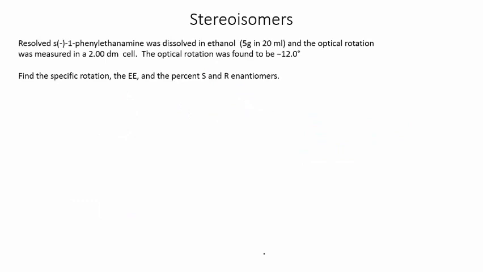Stereoisomers. So here's a math problem for stereoisomers. 5 grams of one phenylethanamine was dissolved in ethanol, 5 grams in 20 mL, and the optical rotation was measured in a 2 dm cell. The optical rotation was found to be negative 12.0 degrees. Find the specific rotation, EE, and percent S and R isomers. So let's start out with the specific rotation.